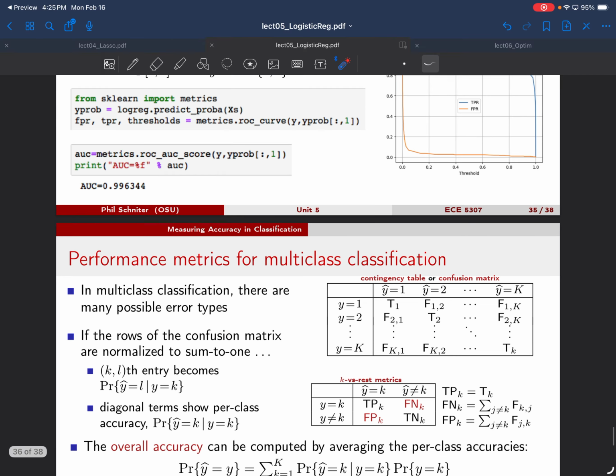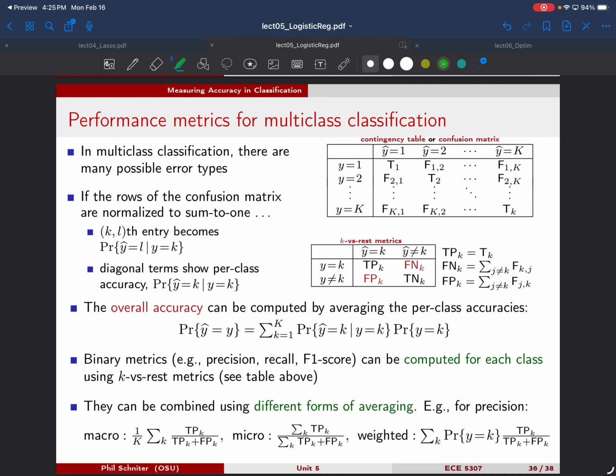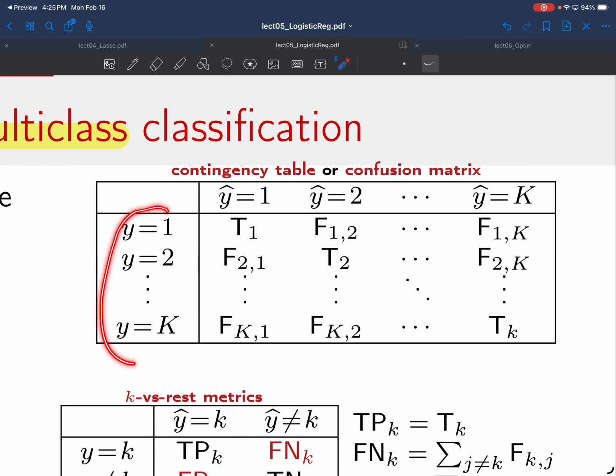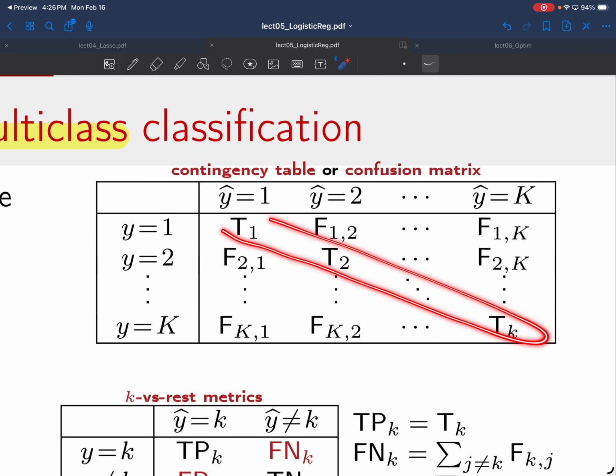Okay, now let's move on to multi-class. This is a little bit more complicated, or at least it could be more complicated, so I'll describe to you what people actually do. So in multi-class classification, we have a confusion matrix that looks like this. So here we have all the possible true labels, all the possible predictions. And so there's many different ways that we can be correct. So this is one way we can be correct. If the truth is y equals 1, we guess y hat is 1. That's one way of being correct. Another way of being correct, if the truth is 2, and so on and so on. So we have like k different ways of being correct.